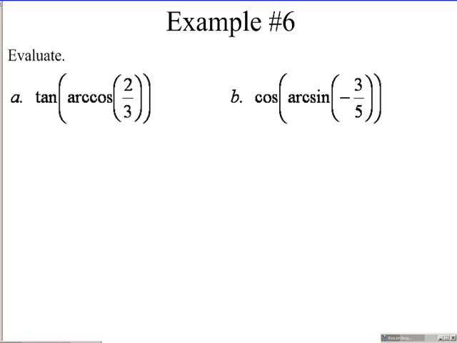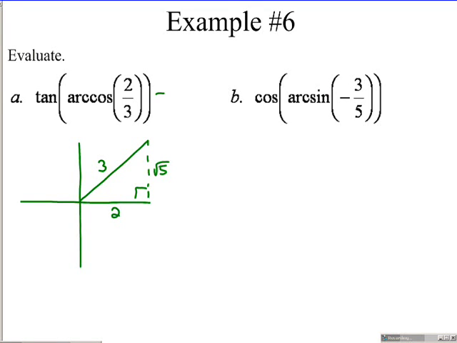Tangent of the arc cosine of 2/3. Start with your inside function. Arc cosine is positive in quadrant 1. Adjacent over hypotenuse. Use the Pythagorean theorem to find the third side. 9 minus 4 is 5, so that's going to be root 5. What angle has a cosine value of 2/3? That angle does. And now we need to find the tangent of that angle, opposite over adjacent, root 5 over 2.